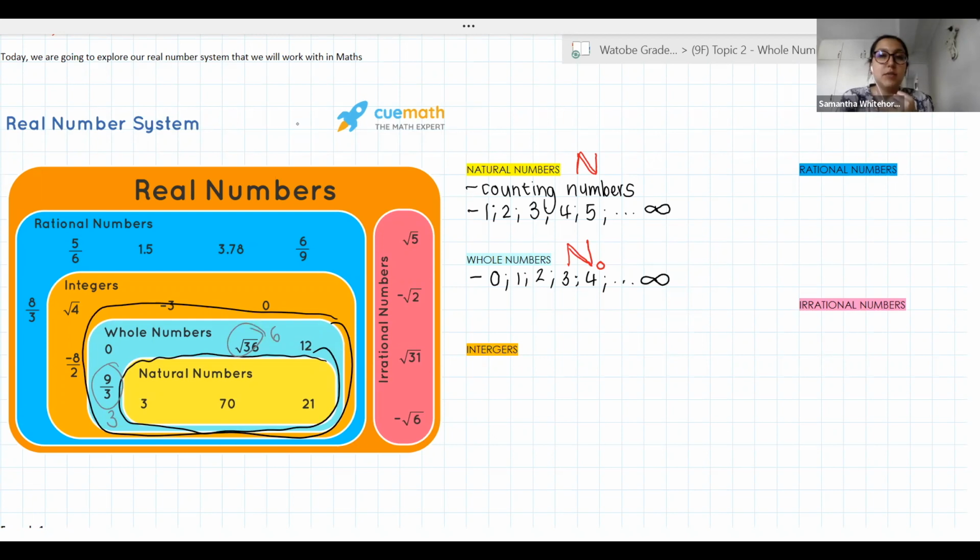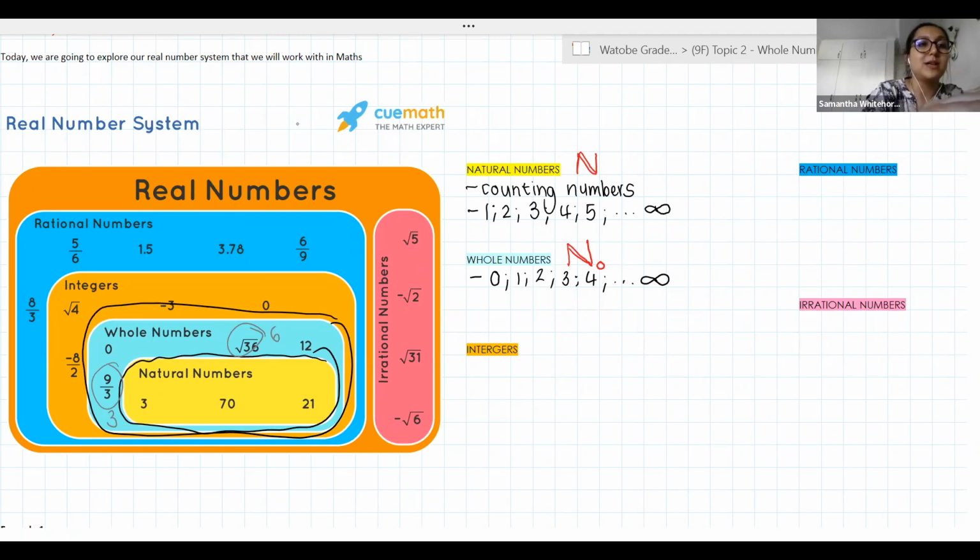And so we always need to make sure that when we're trying to classify numbers, and we're going to do some examples in a second, we always make sure that we're working with the simplest version of that number, because sometimes, especially when it comes to fractions or square roots or decimals, if we don't simplify it, we can classify or categorize or group that number incorrectly, and we don't want to do that. Right, so those are our whole numbers.